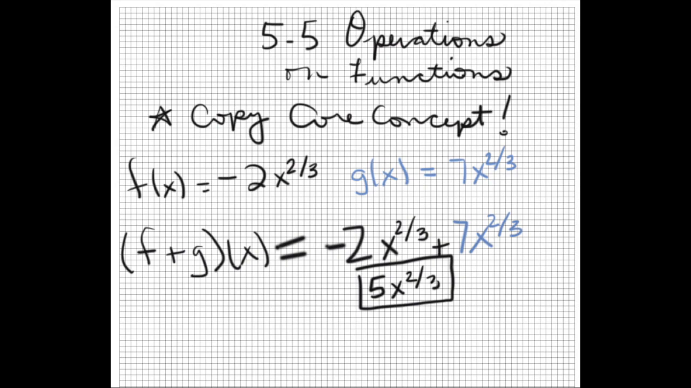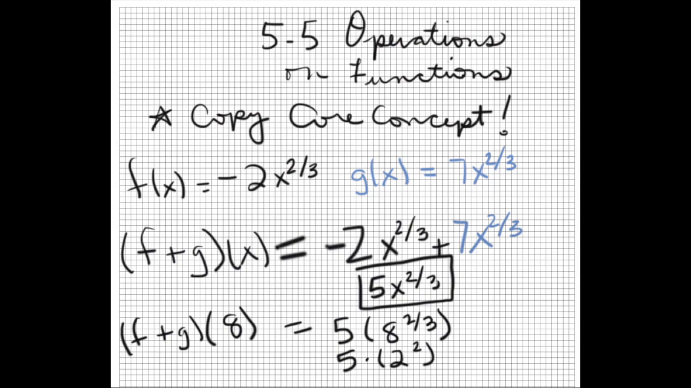The second part is they want you to plug in 8. So I'm now going to take my new function of adding them together, and instead of x, I'm going to plug in 8. Simple enough. I'm going to put 5 times 8 to the 2/3, and 8 to the 2/3 means the cube root of 8 is 2, and 2 squared is 4, so this answer is going to be 20.